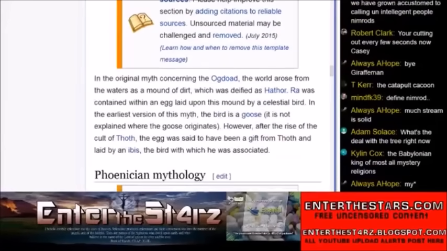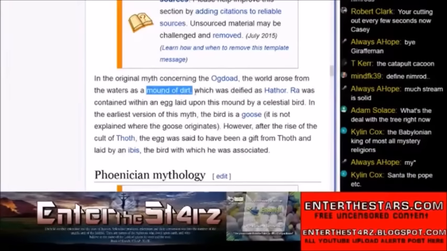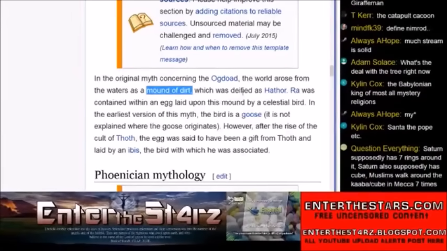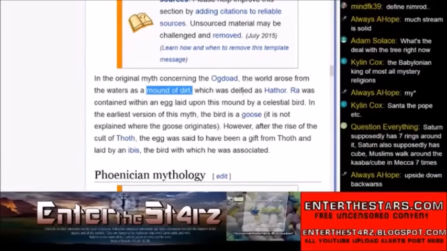Egyptian mythology. This is where things get interesting. In the original myth concerning the Ogdoad, the world arose from the waters as a mound of dirt. Now, here's where they try to mix in truth with lies. This mound of dirt is the convex lens of the inner eye. This is the shape of our world, make no mistake. It's like a drop of water standing on a table. This is the convex lens Earth, and I went into more detail on this with the show that Dabu is going to upload probably today, where we went into the nitty-gritty of world history and tried to piece together the truth.